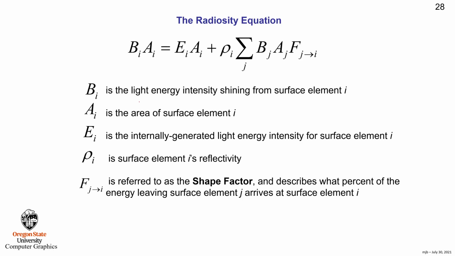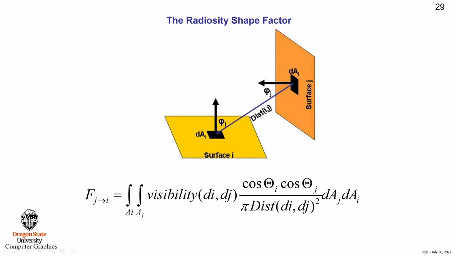Okay, so again, B_I is intensity, sort of like photons per square inch. A is the area, then internally generated or emitted light, reflectivity, and that magical shape factor. The shape factor, a lot of times we generate it with some approximations, but it really is this. That is, you look at the angles between the normals and the direction between them, you take the cosines of those. Yeah, it's something we would rather not do, but you typically do it once for the whole scene.